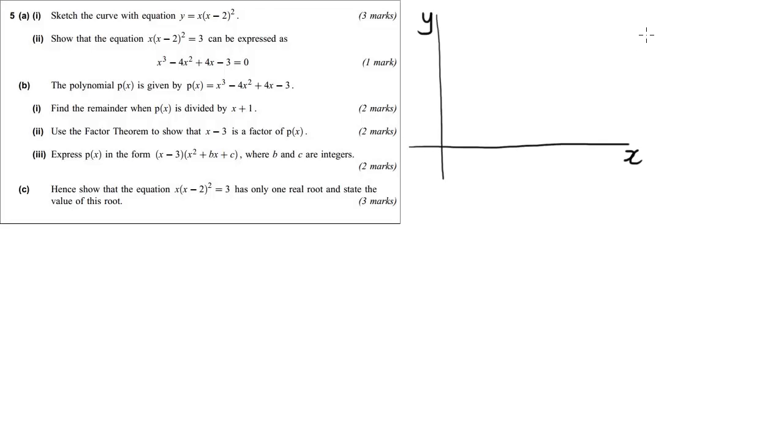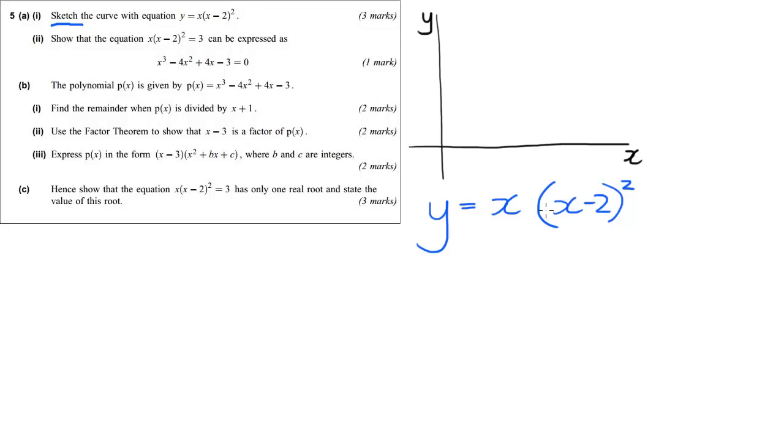Welcome to question 5, and we start off, as you can see, with my sketch of an axis. That's because our first question is a sketch question. So let me write it out a little bit larger so that you can see what we need to sketch. We need to sketch this: y equals x times (x minus 2) squared.